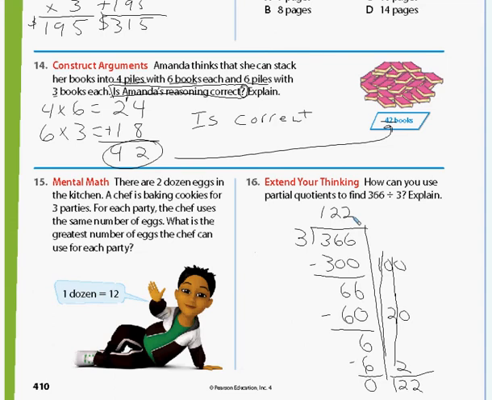And of course, we're going to check that. So 122 times 3. 3 times 2 is 6. 3 times 2 is 6. And 3 times 1 is 3. And this matches our dividend, so we've done it correctly. And now I need you to go back and do all the odd problems.